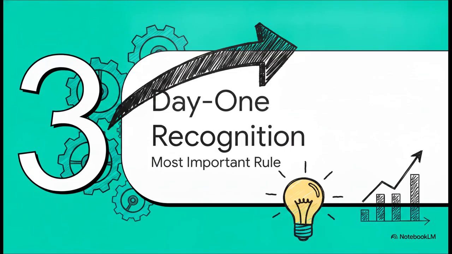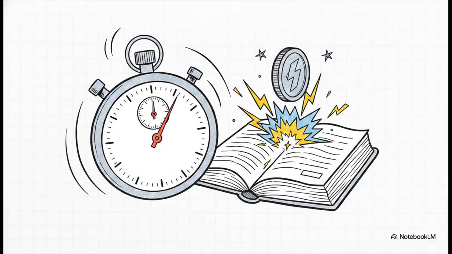That brings us to Section 3, the Day-1 recognition rule. This is, without a doubt, CCL's most important practical rule. All right, we've established our scope. We know exactly what assets we're looking at. Now we arrive at the absolute climax of this explainer and a complete paradigm shift.